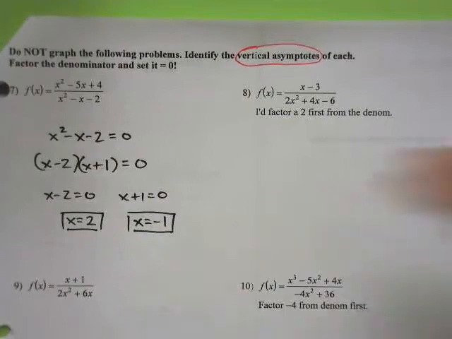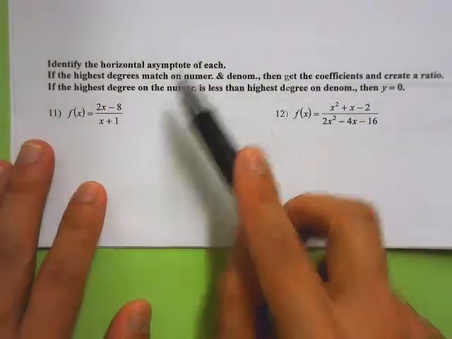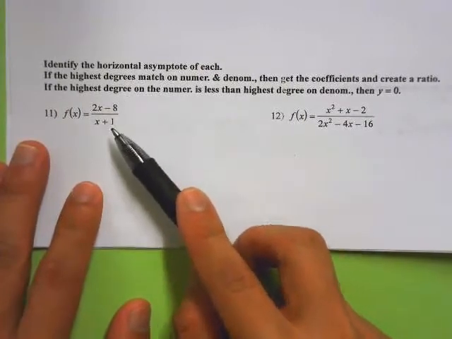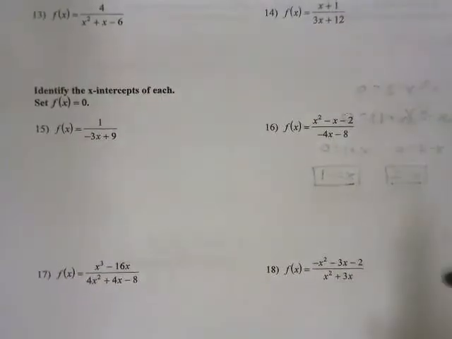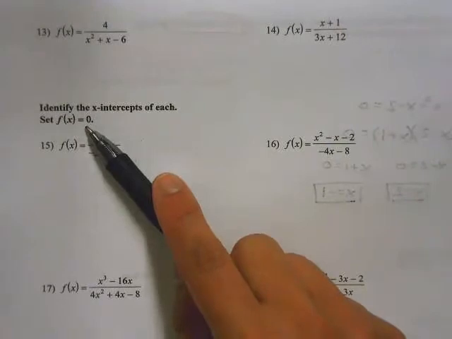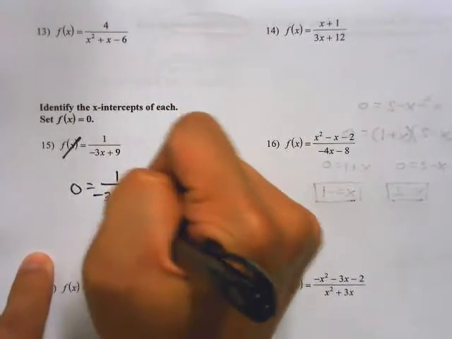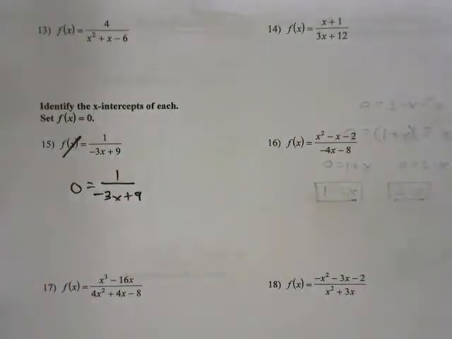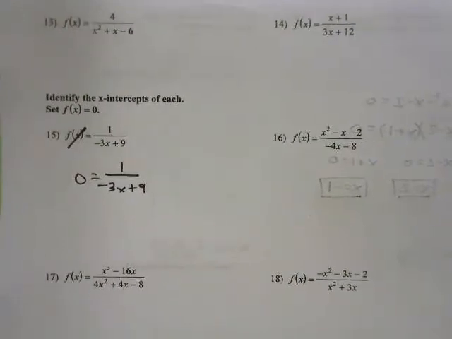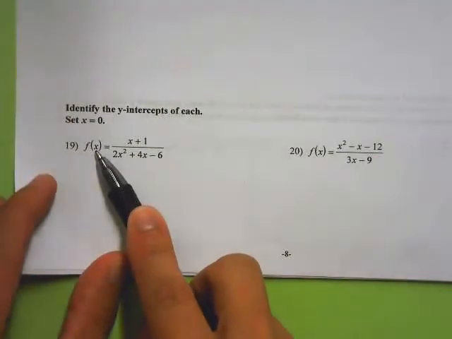So identify the vertical asymptotes. Starting from number 11, identify the horizontal asymptotes. You have to match the degrees. There's no graphing whatsoever from number 7 all the way to 20. It's only asking you what it's asking you. Identify the x-intercept, so set f of x equal to 0 and go from there, multiplying both sides by the denominator. Sometimes you might not have x-intercepts depending on the equation. And then number 19, set x equal to 0 for the y-intercept, so f of 0.